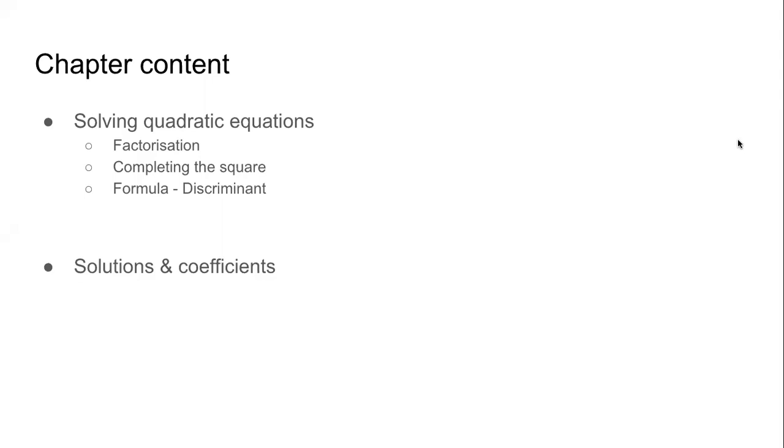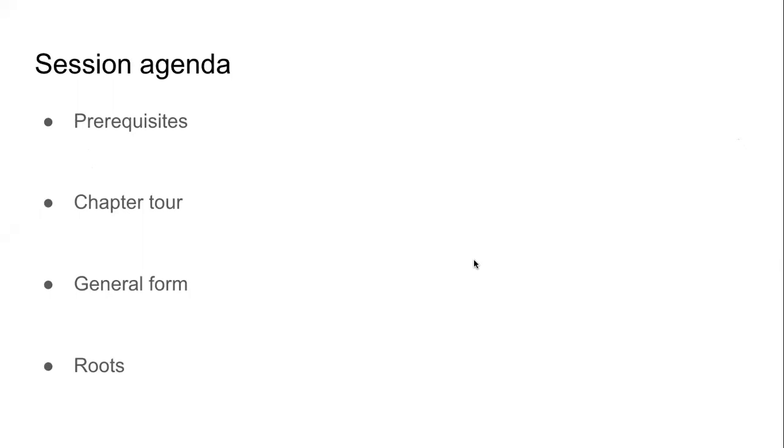Okay? So some of the words which are very important for this chapter are quadratic, equation, solution, coefficient, discriminant. These are very, very important. But that is for the chapter. What we will do in this session now is we will look at some prerequisites which are required for us to learn this chapter, understand this chapter properly.